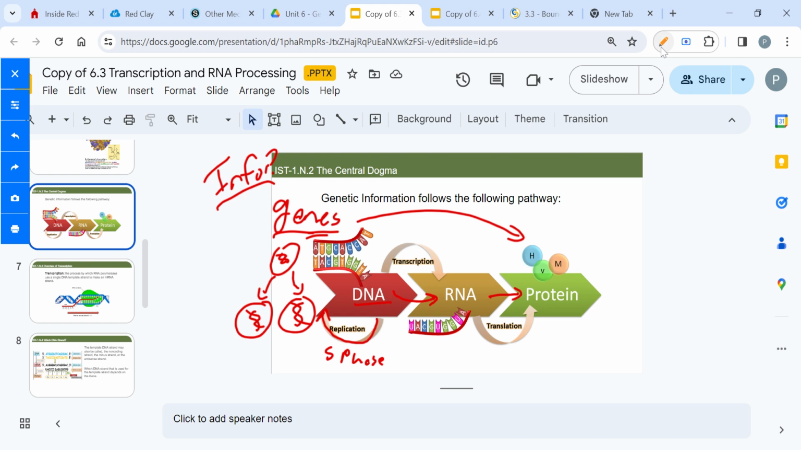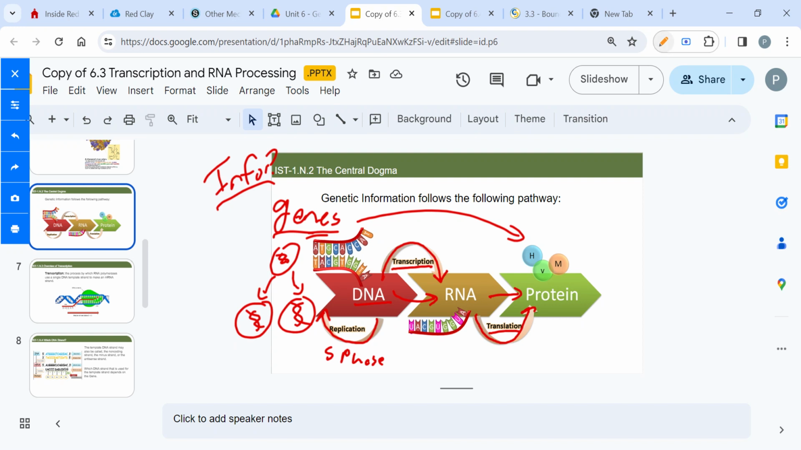Now, this jump from the DNA into RNA, we call it transcription, which is what this topic is going to be talking about. While the following video is going to say, well, once you have your RNA, we will then translate it. In translation, it translates into a protein.